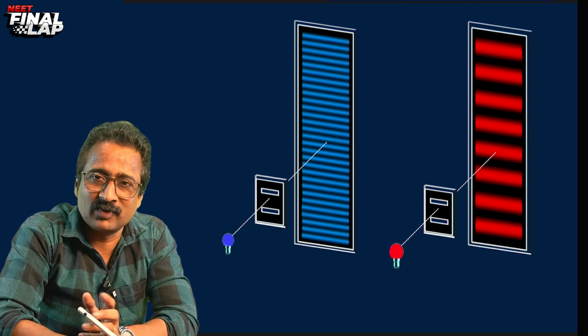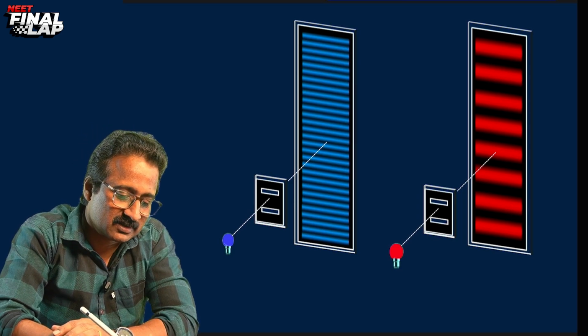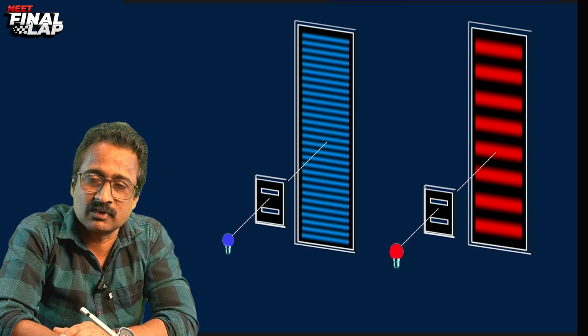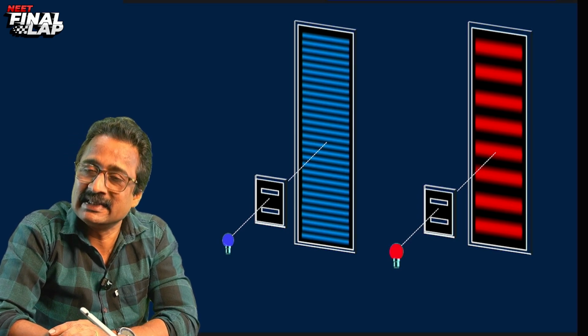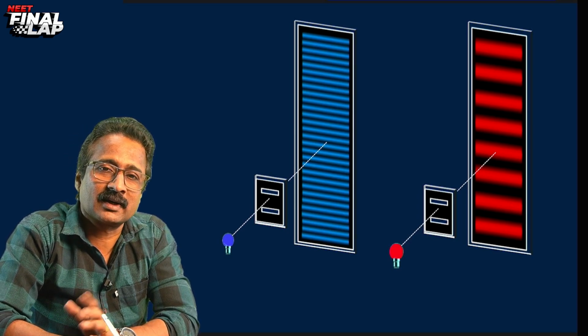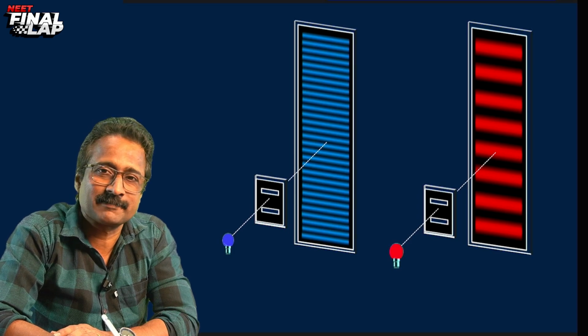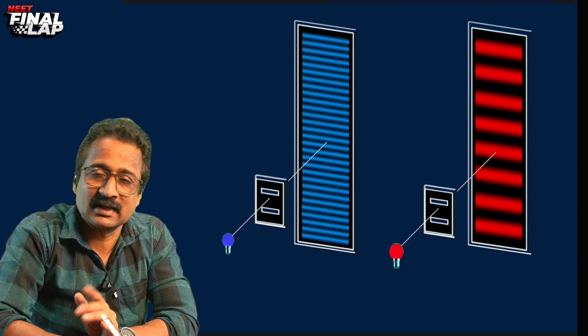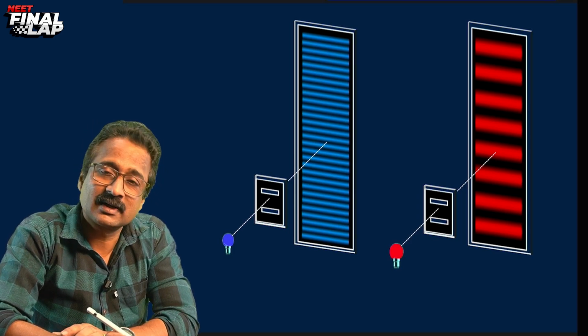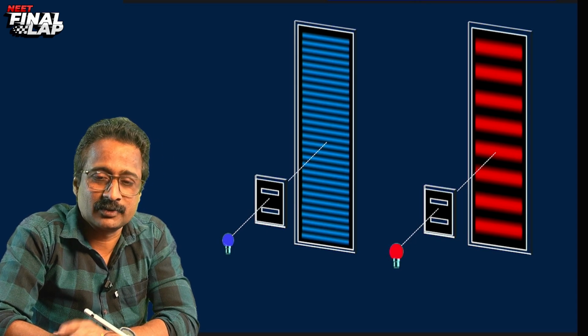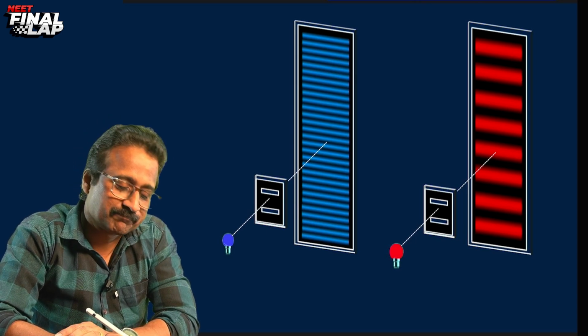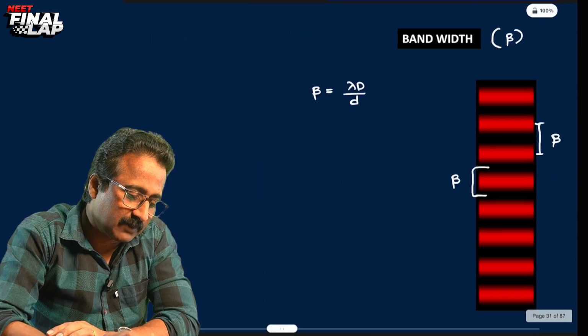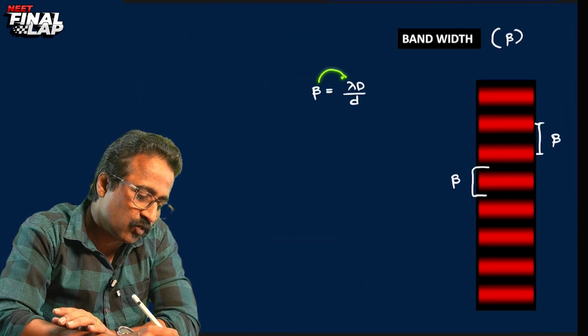So depending upon the wavelength, this bandwidth can change. In the visible spectrum, of course, violet has the least wavelength, so violet corresponds to the least bandwidth. And in the visible spectrum, red has the largest wavelength, so for red the bandwidth in a given experiment is larger. And that's the way beta depends on wavelength.